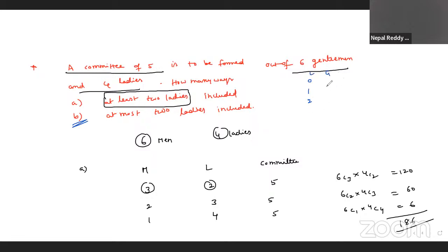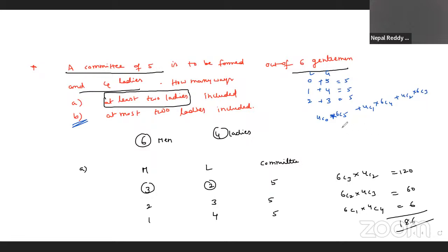Next, gentlemen. When you select 0 ladies, 5 gentlemen; here 4 and here 3 you have to select. So the team consists of a total of 5 members, right? So ladies out of 4, 0. Next, gentlemen out of 6, 5. This is case 1. Next, plus 4C1 into 6C4. Next, plus 4C2 into 6C3.